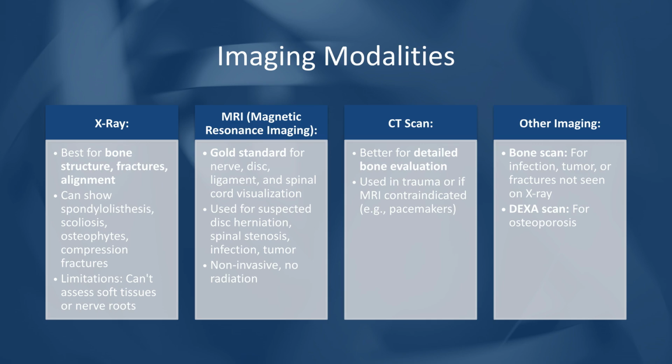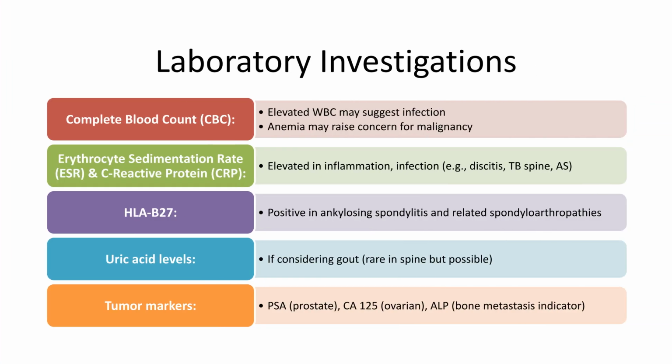evaluation, particularly in trauma. Laboratory investigations are used to detect systemic causes. CBC can suggest infection or malignancy. ESR and CRP detect inflammation. HLA-B27 indicates spondyloarthropathies, like ankylosing spondylitis, and tumor markers may screen for malignancy.